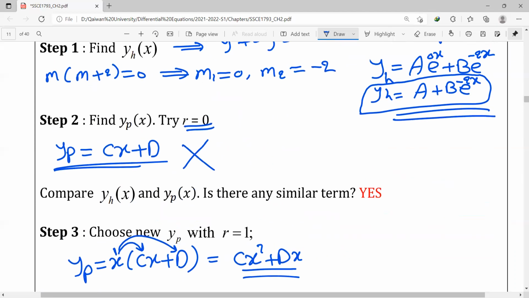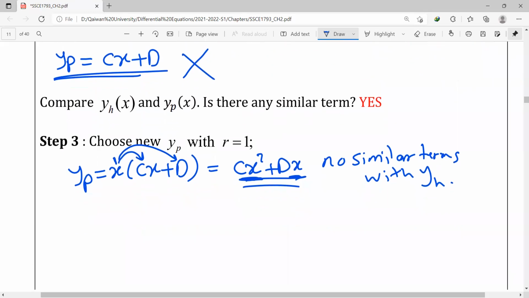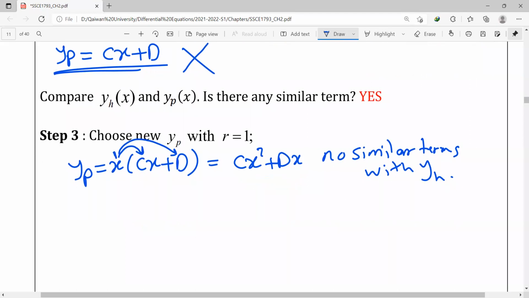Here you have no similar terms with yh. Here you have a constant, but here you have dx. They are not similar. And here you have cx squared. We have no x squared terms here. That's why there are no similar terms here. So we choose this one for yp. That means yp is cx squared plus dx.